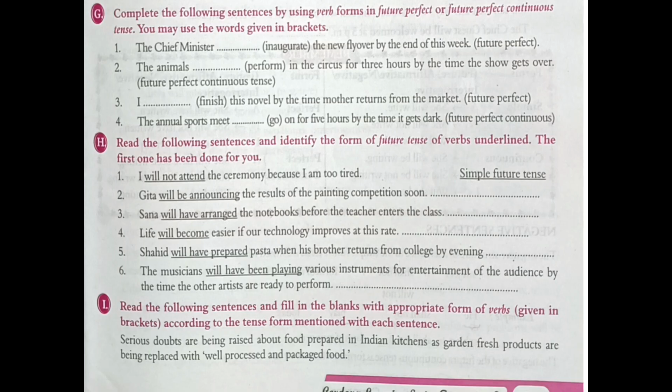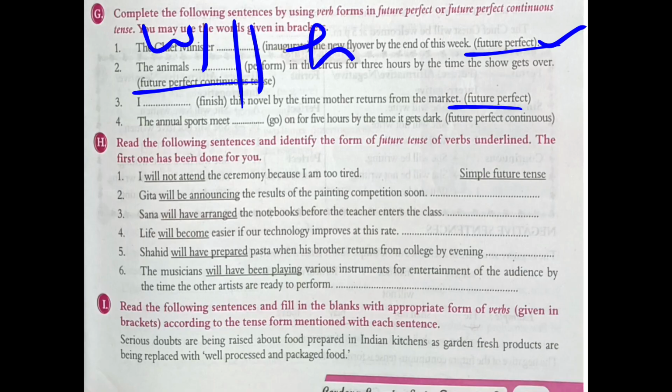Complete the following sentences by using the form in future perfect. See, in the brackets it is already told in which form you need to change. So in the first one you need to change it into future perfect tense. So the chief minister will have. What do we write in the given bracket? Will have. Will and then have, and put ed form in inaugurated. So inaugurated the new flyover by the end of this week.